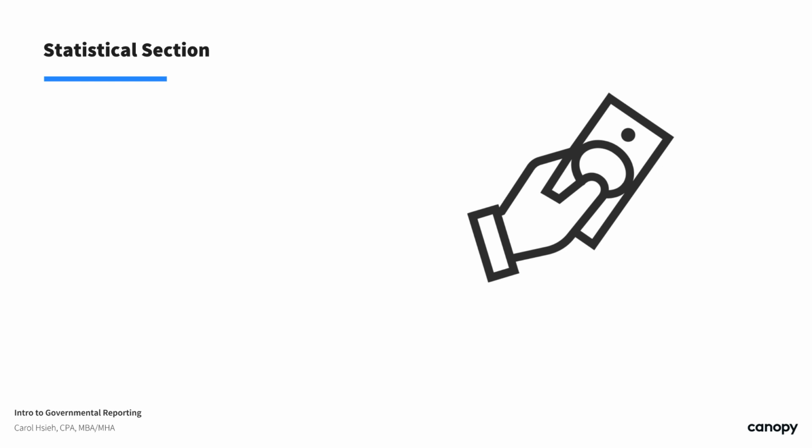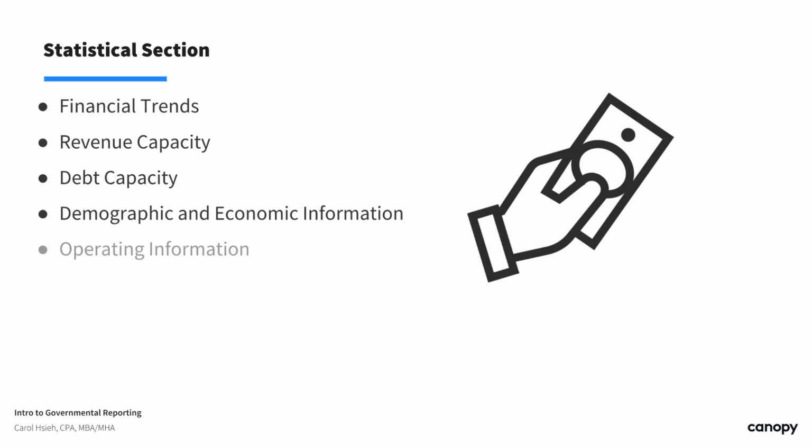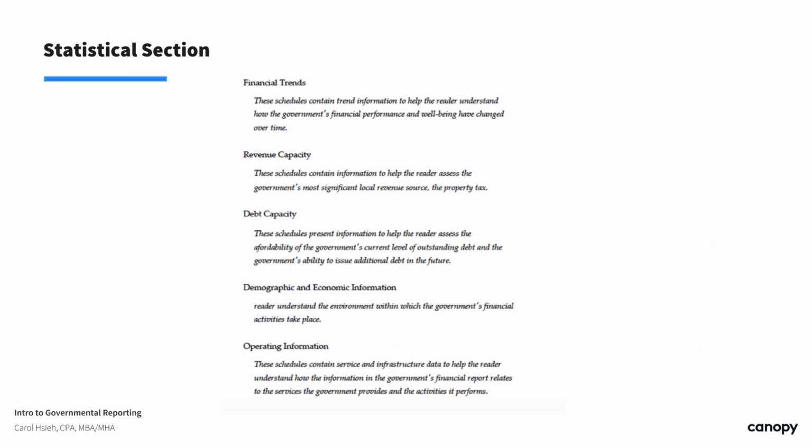As you can see from the sample CAFR here, the financial trends talk about the government's overall financial performance and well-being over the past 10 years, and talk about the government's revenue sources, and also whether the government has the ability to pay as debt or obligations become due, and whether a government has the ability to issue additional debt in the future. It also talks about the environment within which the government's financial activity takes place, and how this information in the government's financial reports relates to the services the government provides to its citizens.